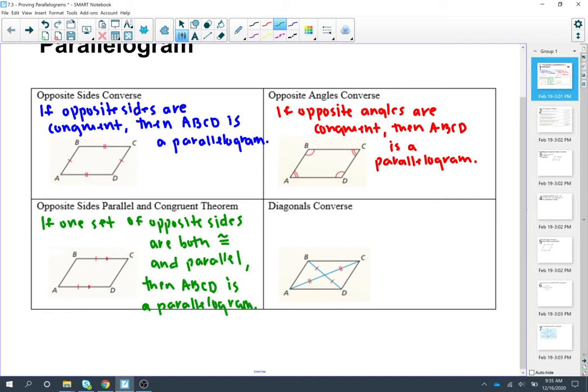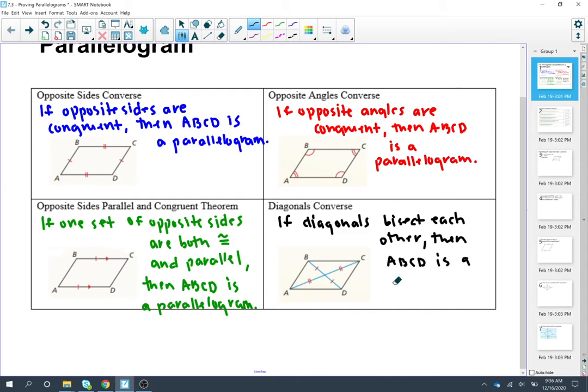And then we have the diagonals converse. So if the diagonals bisect each other, which means cut each other in half, then we can conclude that ABCD is a parallelogram.